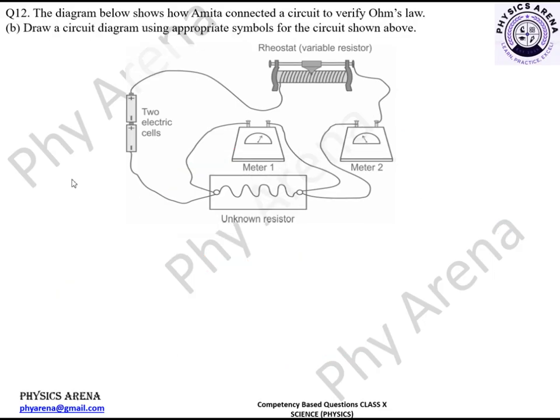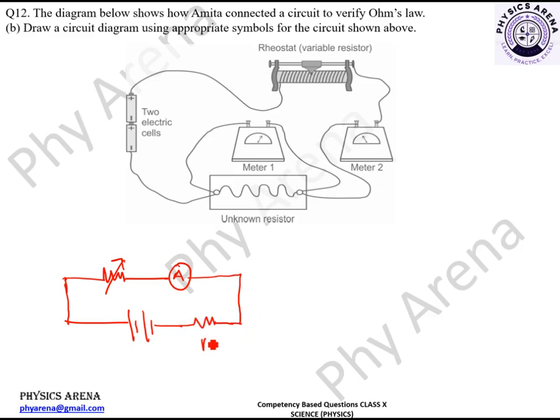Let's take part B. Draw the circuit diagram using appropriate symbols for the circuit shown above. So we need to draw the circuit diagram for the components that are given to us. We are having a 2-cell battery. So this is 2 electric cells that I have drawn. Now in series to it, we are having a variable resistor, that is rheostat. And then we are having an ammeter. So this is my ammeter A. And after that, I am having an unknown resistor. So I'll write it as R.